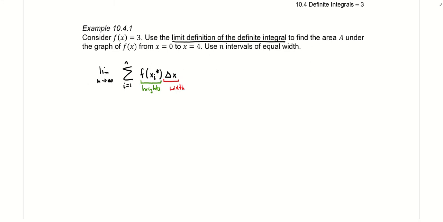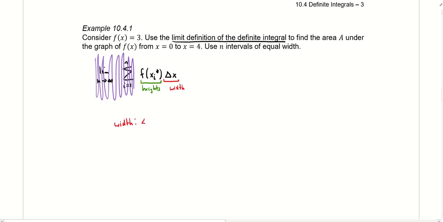So just like we were doing with the Riemann sum, I'm going to go ahead and ignore some of this. I'm going to ignore the limit, I'm going to ignore the sum, and I'm just going to think about the width and the height for this particular function, f of x equals 3. So let's start with the width. So the width is delta x, and we saw that we could calculate this by taking b minus a over n.